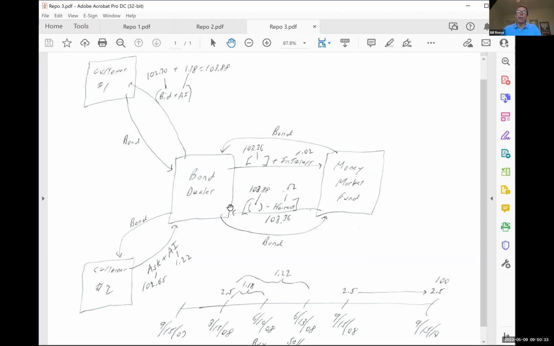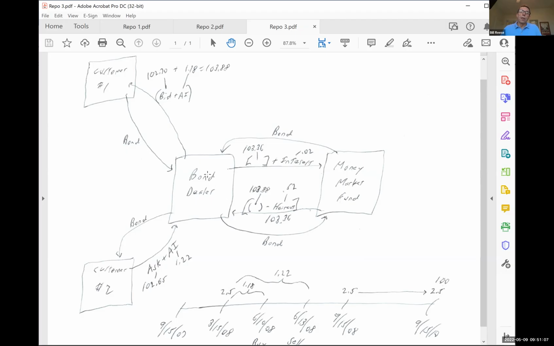What the money market fund sends over to the bond dealer is 103.88 minus 0.52, which is 103.36. So that's how much money the money market fund views themselves as lending to the bond dealer. So the money market fund says, hey, I'm lending you 103.36, but I'm obtaining some collateral that's worth 103.88. So I've got collateral that has a greater value than what I lent. Okay, so the money market fund feels comfortable with that.